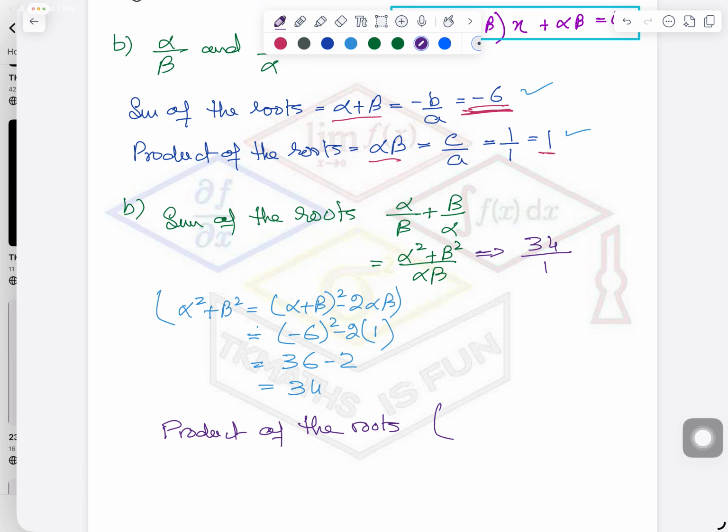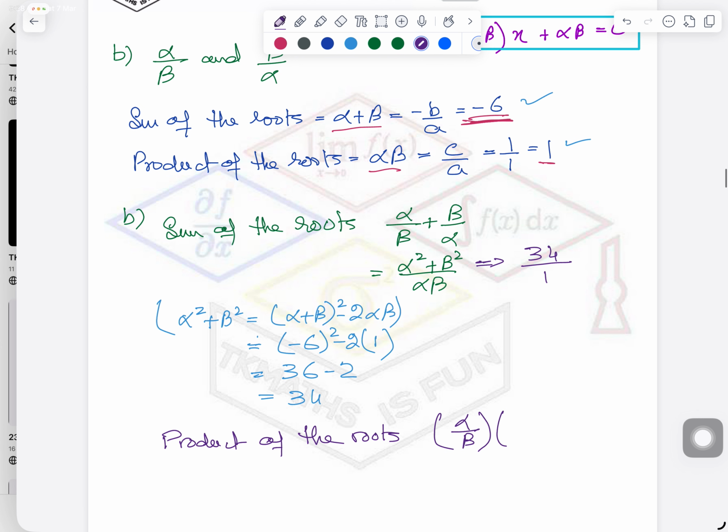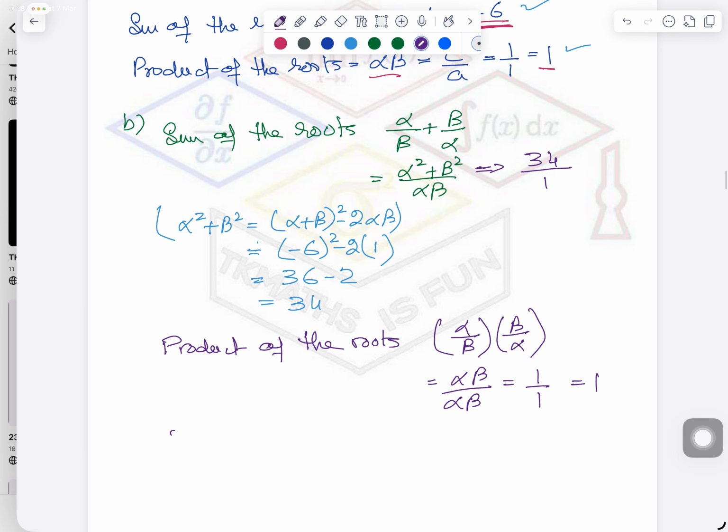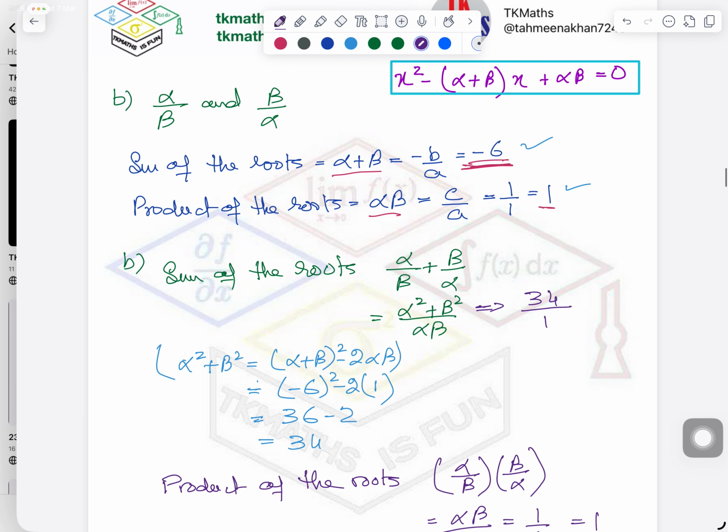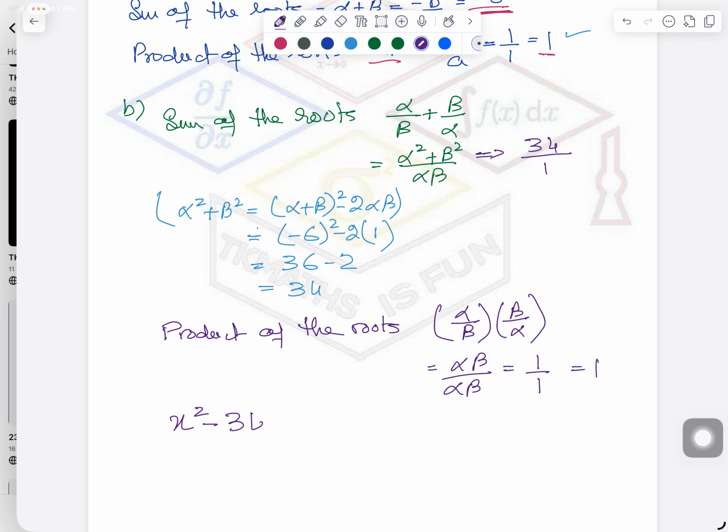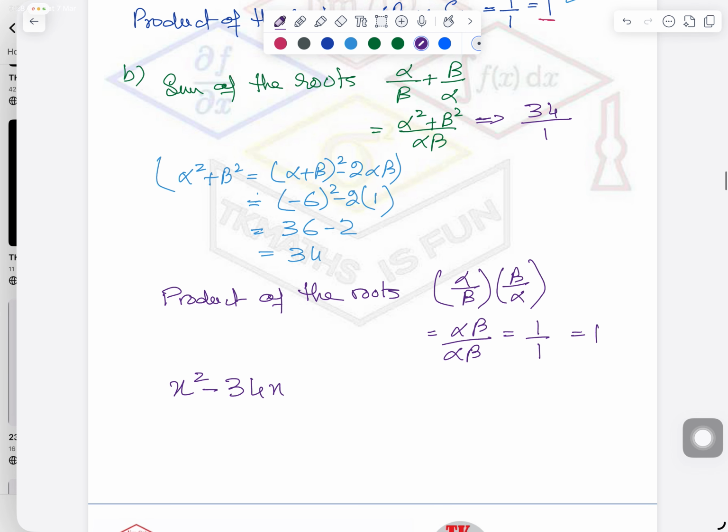It will be alpha over beta times beta over alpha. So this will cancel out and you will have what here? If you see here, you cancel out, you will get 1. And if you want to do it like this, you will get again 1, same answer, right? So now the equation I will write here: x square minus, from here, sum of the roots is 34x, and product of the roots is plus 1. So I hope you understood this equation also.